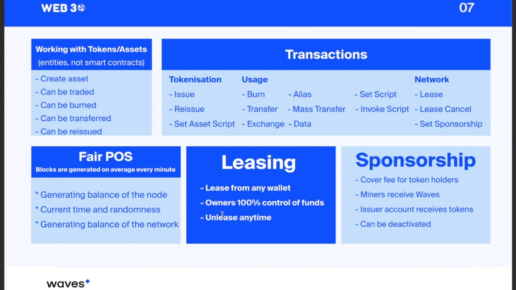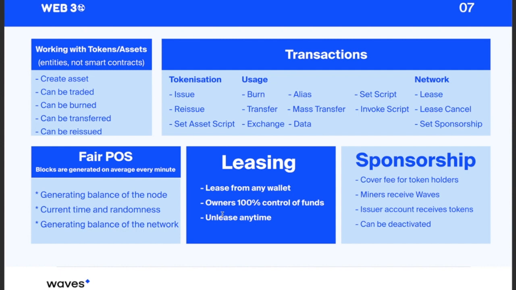Now, tokens on the Waves blockchain can be created, which you can do on the Waves.Exchange web or desktop app. These same tokens can be traded. They can be burned. They can be transferred, and they can be reissued.